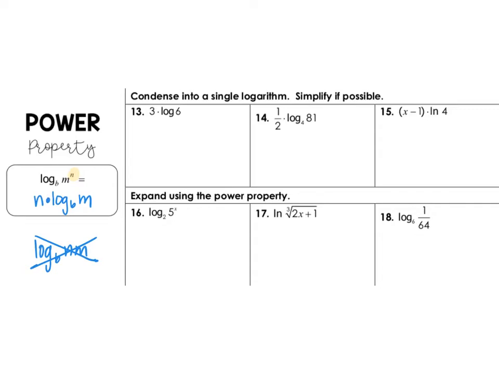Now, let's look at examples 13 through 15, and for those we are going to condense. So we're going to take those numbers out front and we're going to make them into exponents. So notice how in number 13 we have a 3 out front, so we can write that as log 6 cubed, which reduces to log, let's see, 6 cubed is 216.